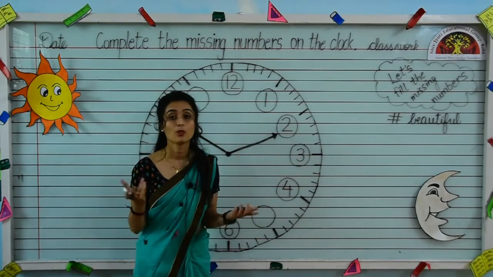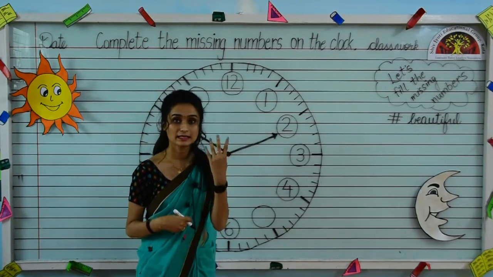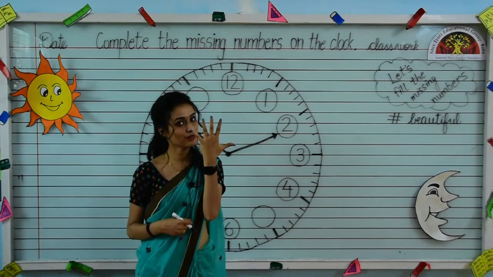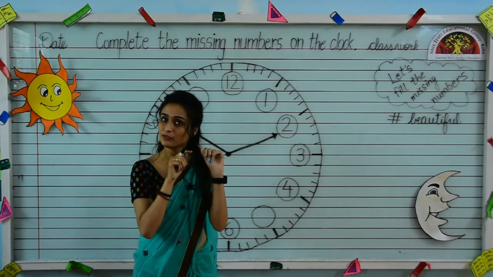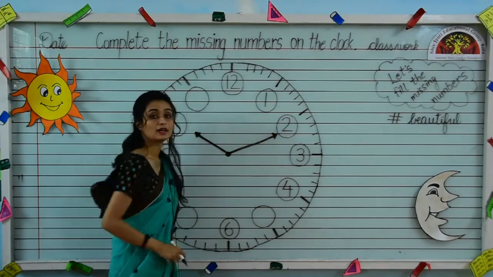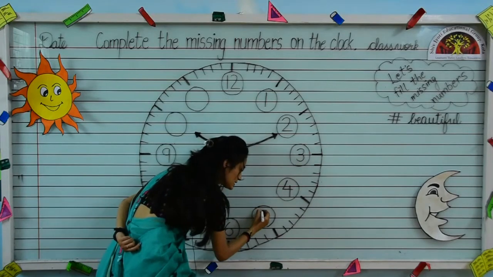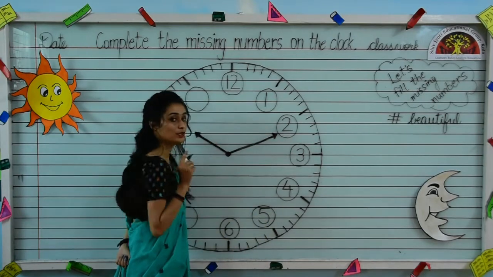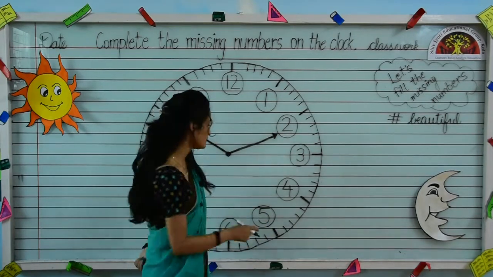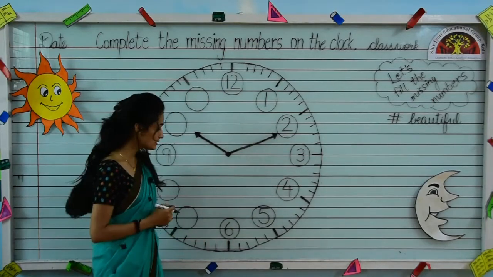Now tell me what comes after 4? After 4, the next number will be 5. 1, 2, 3, 4 and 5. So we will write 5 over here. Okay, kids? Write neatly, beautifully, like this. You have to write 5. Your number should not spill out of the circles. Okay? Now, let's see the next circle.